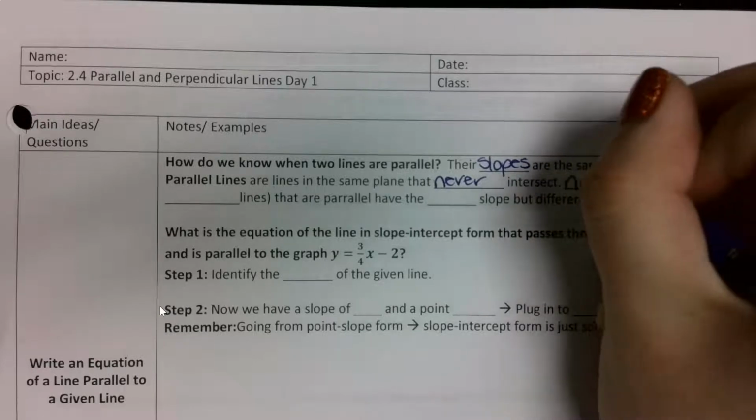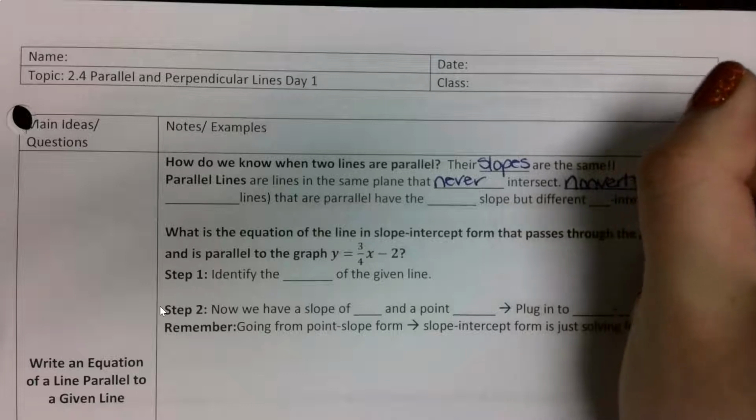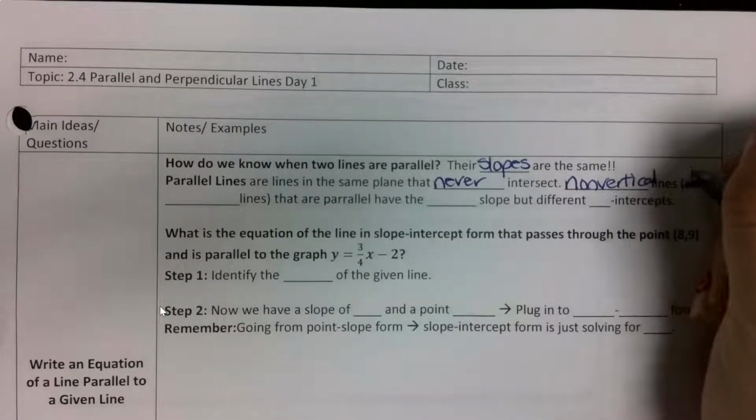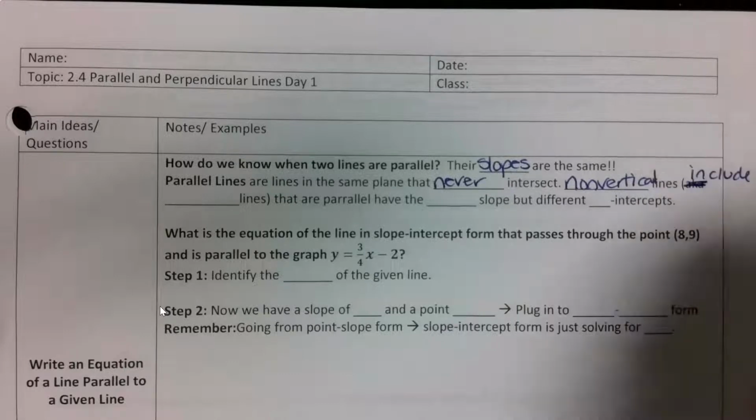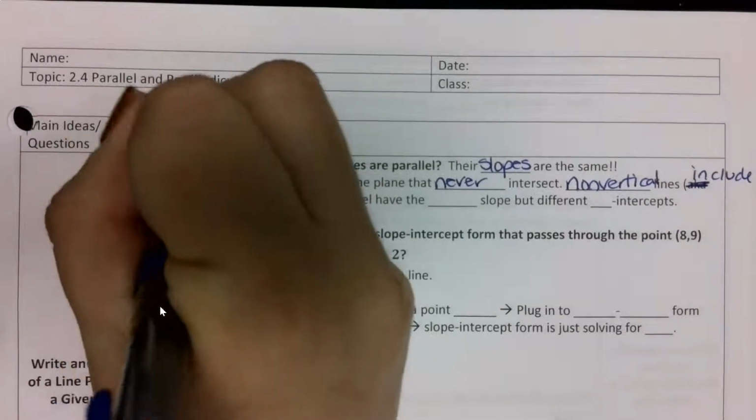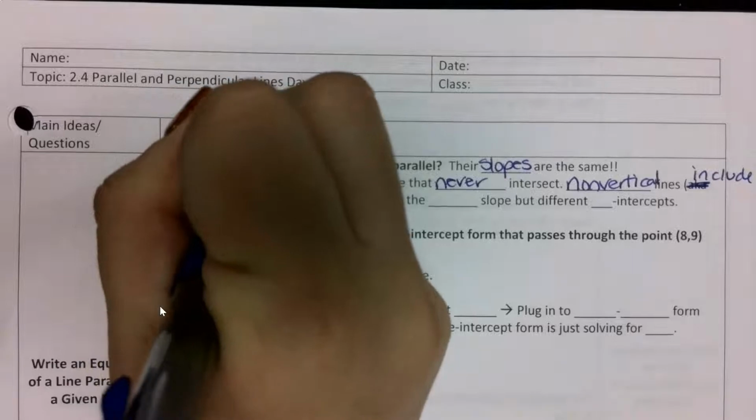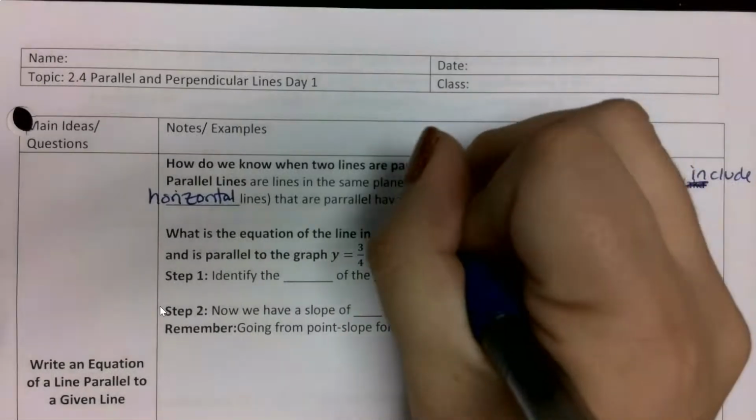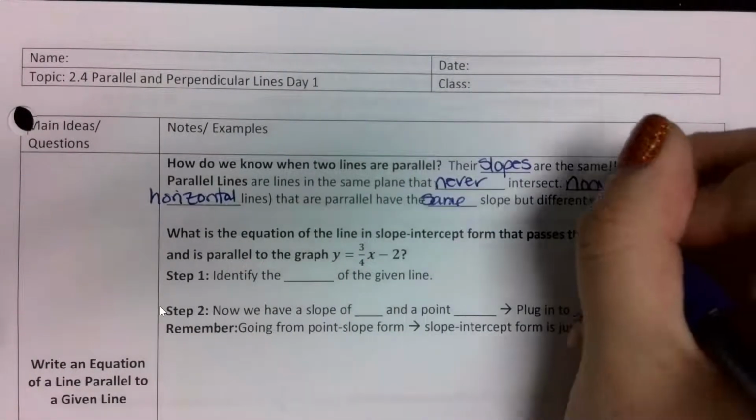So non-vertical lines, which include horizontal lines, that are parallel have the same slope but different y-intercepts.